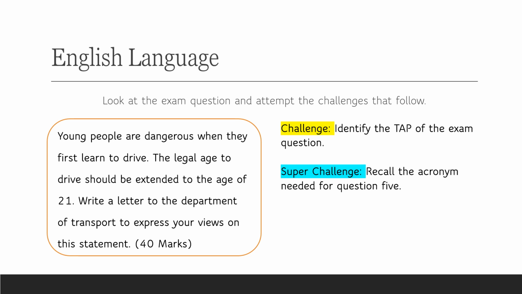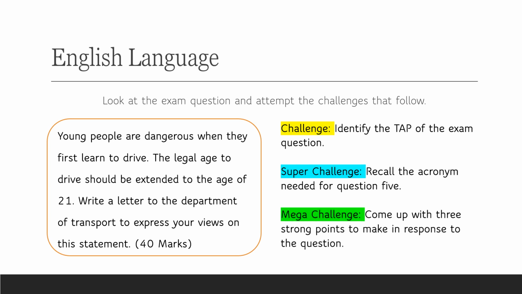Secondly, I'd like you to have a go at a super challenge and recall the acronym needed for question 5. When we're talking about the acronym that we need for this question, we're talking about the acronym that will cover the kind of techniques that you're going to use in persuasive language. And finally, mega challenge: come up with 3 strong points to make in response to this question. So regardless of what the question will be for question 5, you want to make sure you've got an introduction, a conclusion, and 3 strong points.